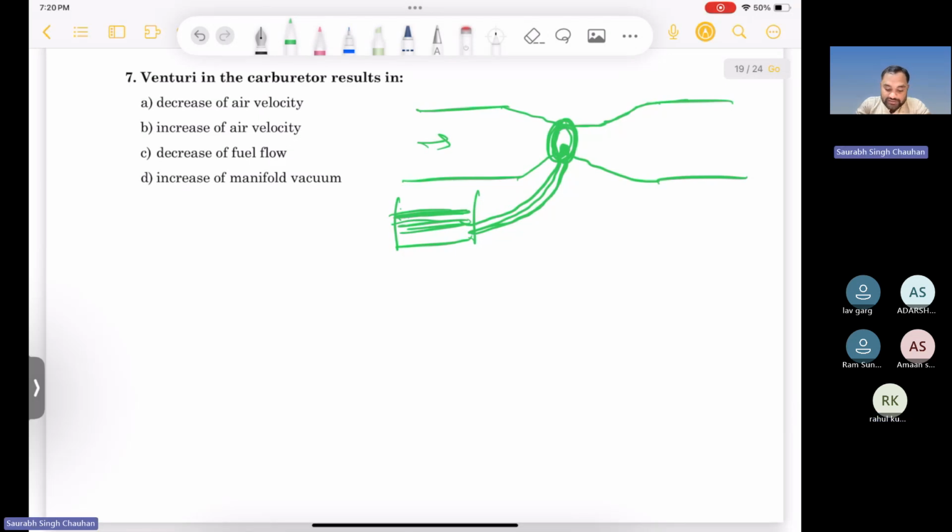Yes. So venturi in the carburetor results in decrease of air velocity? No. Increase, sir, because the cross-sectional area is reduced, right? So increase in air velocity and decrease in pressure, right? Yes.